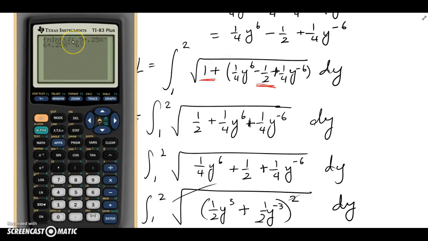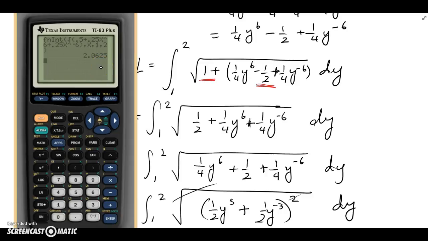It's the square root of 0.5 plus 0.25 y to the 6th, or in my calculator x to the 6th, plus 0.25 x to the negative 6, comma, in terms of x, and the limits of integration are from 1 to 2. And let's see what we get.